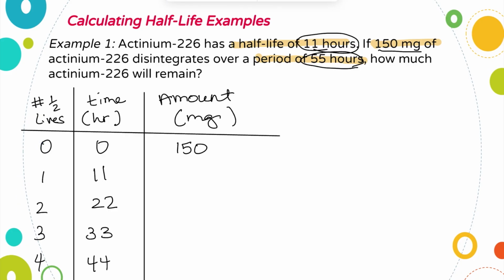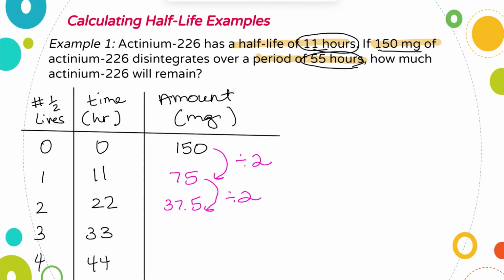And so our math on this is fairly simple, in that we are going to take 150. Well, after 1 half-life, this is going to divide by 2. 150 divided by 2, at 1 half-life, we have 75 milligrams remaining. After another half-life, what's going to happen? Well, my 75 now is going to be divided by 2, and I get 37.5 milligrams.